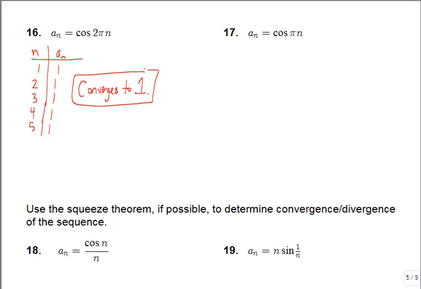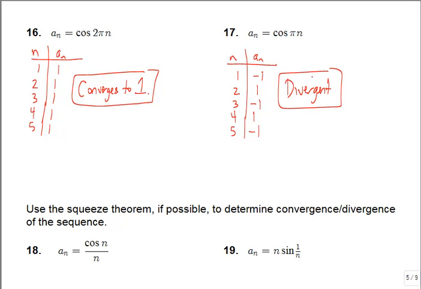How about if we use cosine of pi n? So now if n is 1, we have cosine of pi, which is negative 1. If n is 2, cosine of 2 pi is 1. If n is 3, cosine of 3 pi is the same as cosine of pi, which is negative 1. Cosine of 4 pi is 1. Cosine of 5 pi is back to negative 1. So does this sequence converge? No, it diverges because you're oscillating between 2 values.